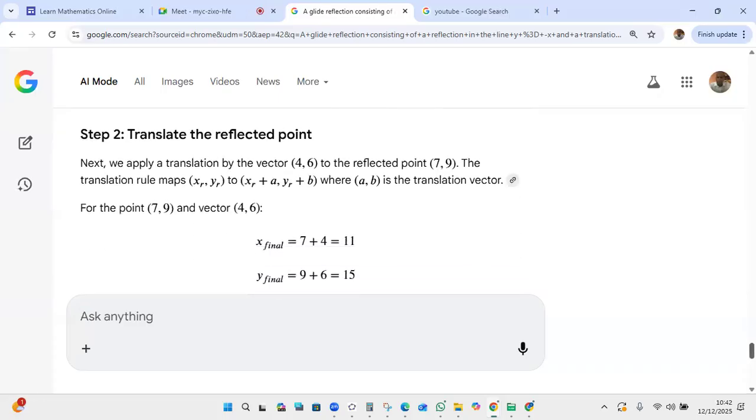And the translation, the rule always remains the same. You just add the x's to the x's and the y's to the y's. So the 4 will be added to the 7 to give us 11. And the 6 will be added to the 9 to give us 15.